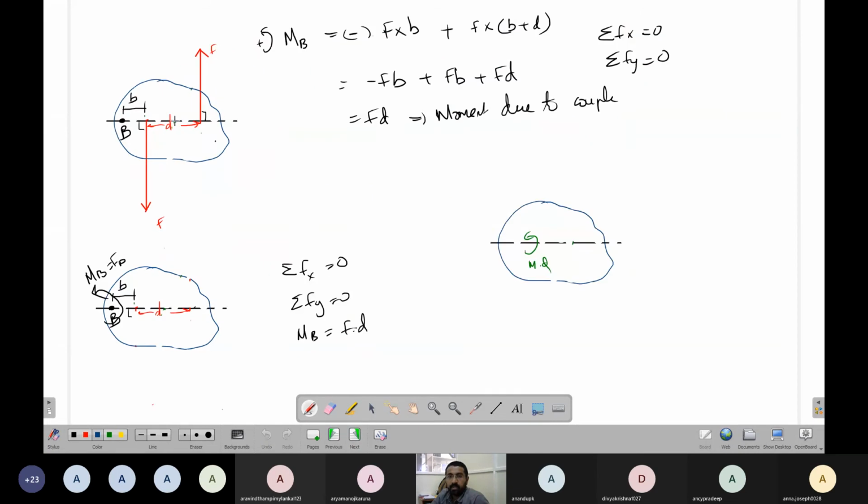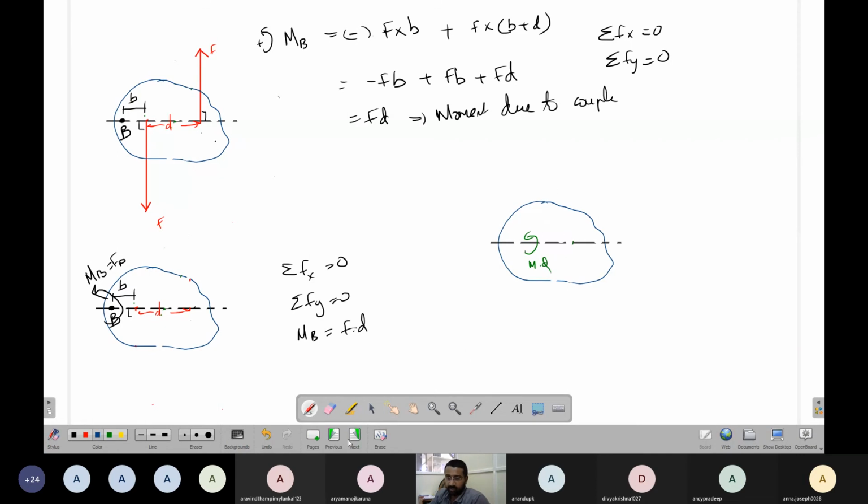Taking some other point, we found that the moment is still F into d. For a couple, at any location, at any point on this plane you take, the moment due to the couple will be force into the distance between the couple. So basically, this can be represented like this. You can read this moment as a force and a couple.